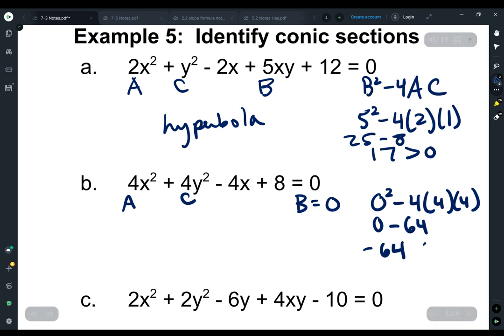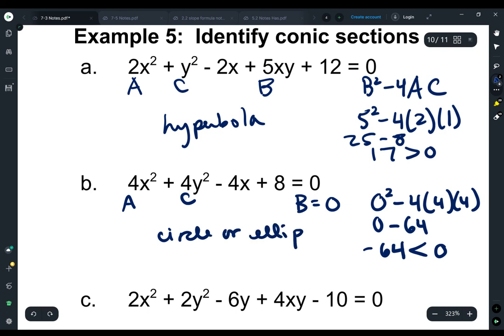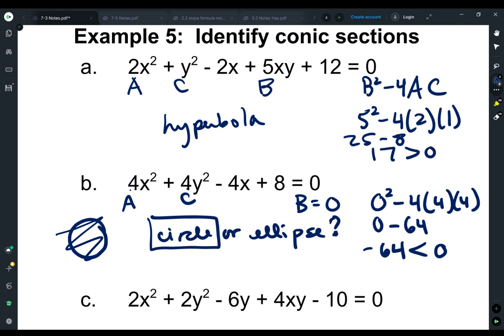Because it is less than 0, I have either a circle or an ellipse. So I'm going to use common sense to figure out which one. Because I don't have an xy term, it's not tilted. I have the same number in front of x and y, so if I was graphing this, I would be stretching it the same amount in the x and y direction. So it must be a circle. Circles can't be tilted either, right? If I tilt a circle, it still looks exactly the same. Because B is 0 and these are the same number, it must be a circle.